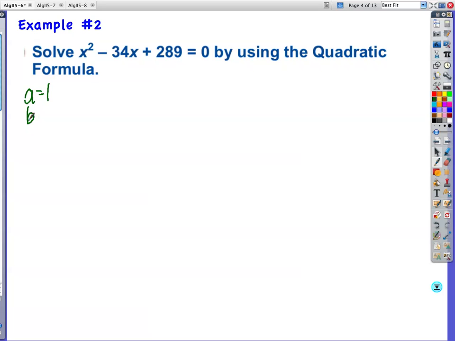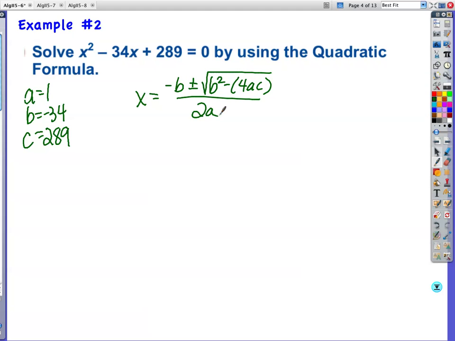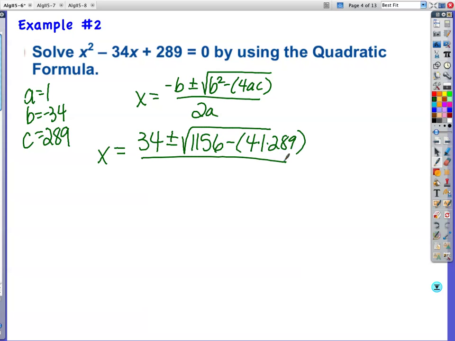A is equal to 1. B is equal to negative 34. C is 289. Whoa. All right. X equals negative b plus or minus the square root of b squared minus 4ac all over 2a. X equals positive 34 plus or minus the square root of b squared. So 34 squared is 1156, minus 4 times an a value, which is 1, times a c value, which is 289, all over 2 times the a value, which is just going to be 2.